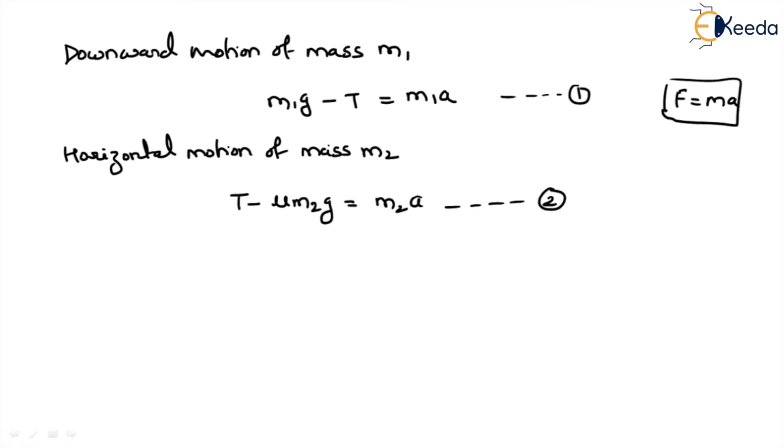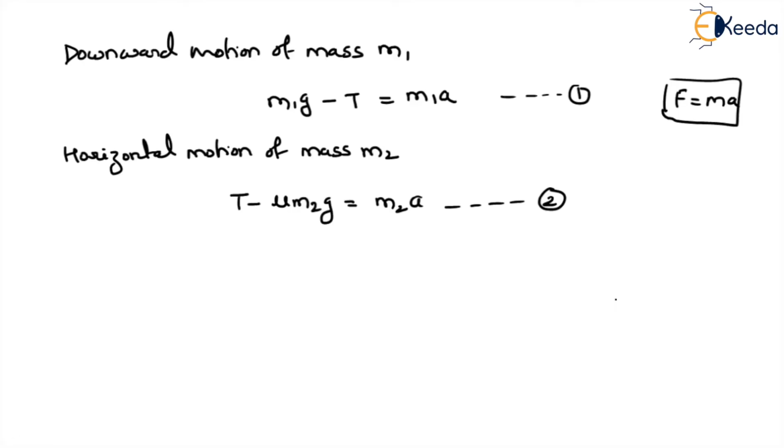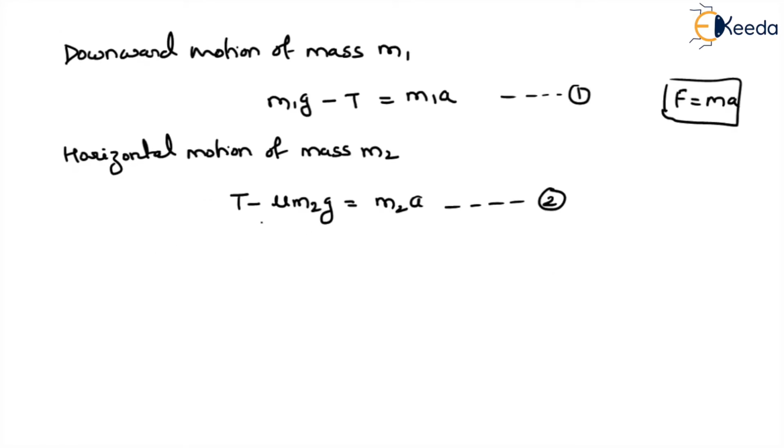Now second is horizontal motion of mass M2. According to the motion, it will be M2G and tension. Here for horizontal motion, friction F equals mu R and tension will be applicable. So it will be T minus mu R equals F. So it will be T minus mu M2G equals M2A. So this equation we will consider as equation 2.